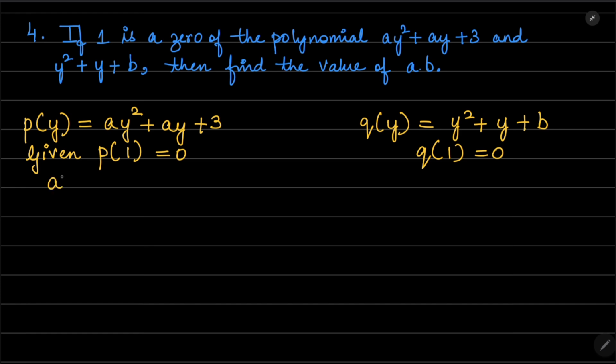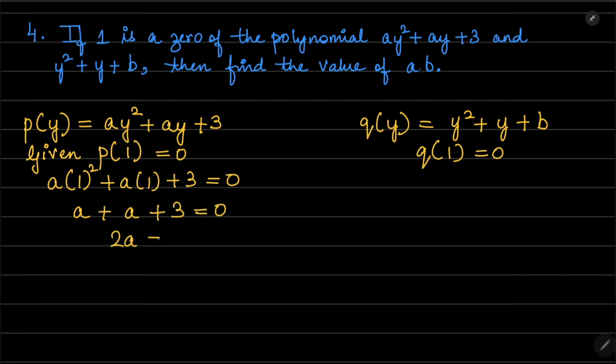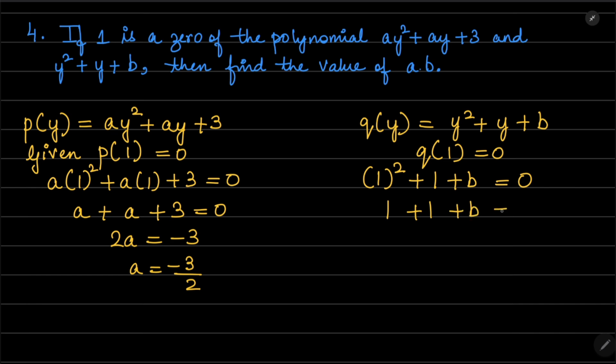So let's write, instead of y, put a 1. So a plus a into 1 plus 3 equal to 0. So what do you get? 2a plus 3 equal to 0. So 2a equal to minus 3. A is equal to minus 3 by 2. This is one. On the other hand, for the other polynomial, in place of y, if you substitute 1, 1 square plus 1 plus b equal to 0. So 1 square is 1, plus 1 plus b equal to 0, which is 2 plus b equal to 0, b equal to minus 2.